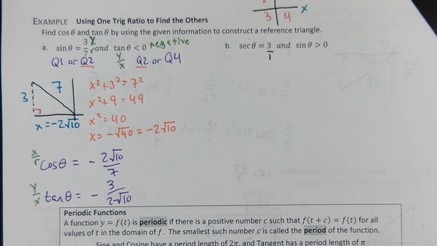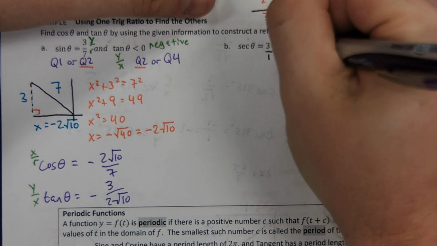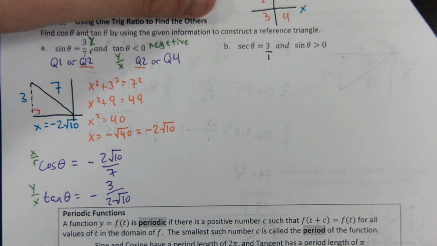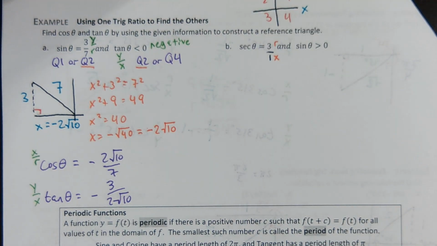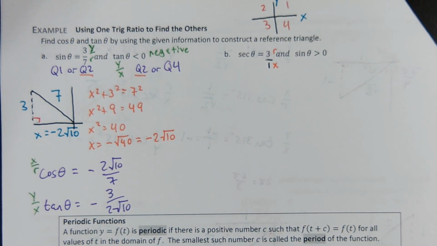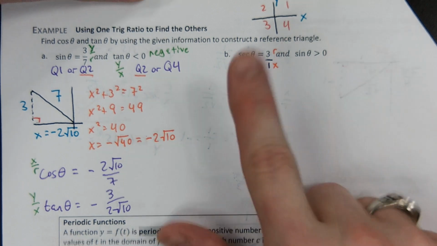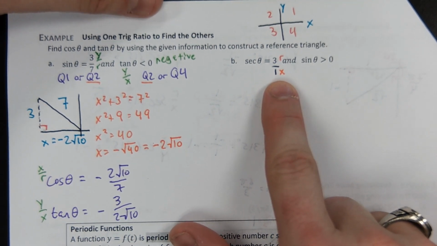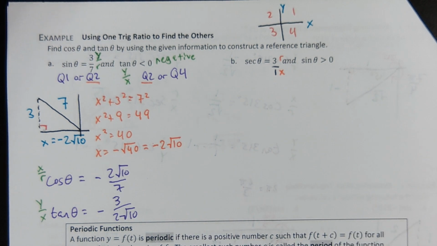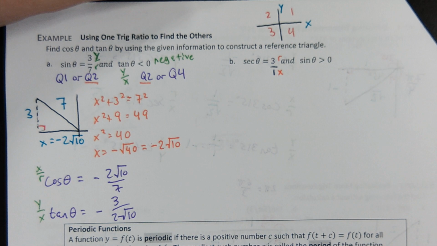Secant is the reciprocal of cosine. Cosine is x over r. That makes this r over x. We know r, we know x. X is positive. In which 2 quadrants can I find x being positive? 1 and 4. They're both on the right side.